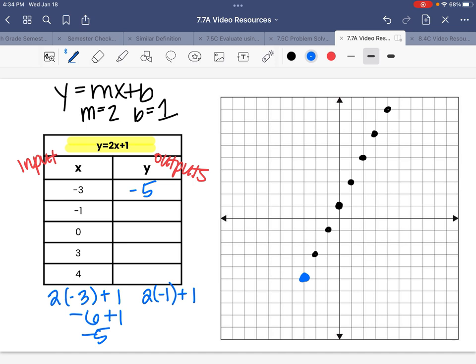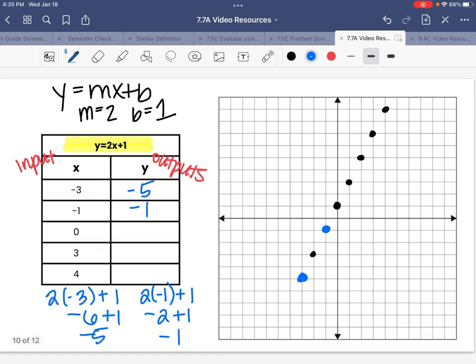Sorry, guys. 2 times -1 is -2, plus 1 gives us -1. And again, that is also on our graph. Is it okay that we don't have (-2, -3) in our table? Yes, it's still on our line. For 0, 2 times 0 plus 1 is just 1, which gives us that initial value on our y-axis.